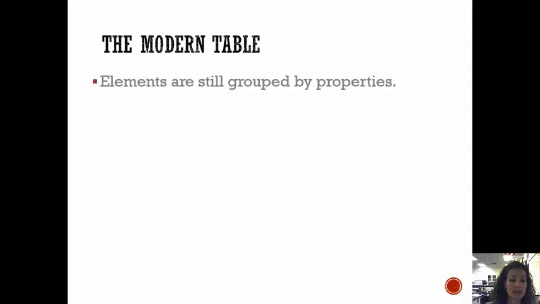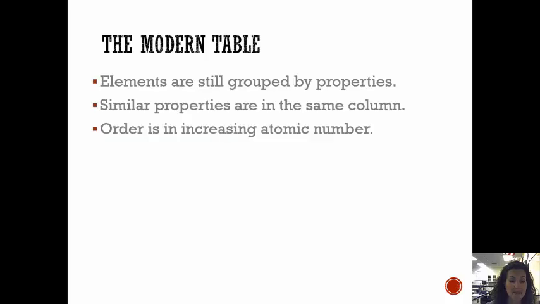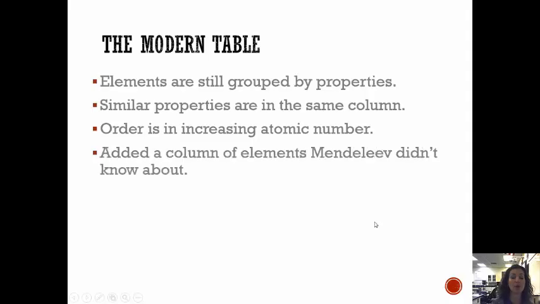In the modern periodic table, elements are still grouped so that similar properties are in the same column, and they are in order of increasing atomic number. Increasing atomic number and mass tend to agree high up on the periodic table, but as you go lower, you'll notice it goes by atomic number, the number of protons, and not always by mass. You'll see a couple are flip-flopped further down. A column was added that Mendeleev never even knew about, the noble gases. You can't see them, they don't react, so how would a guy in the mid-1800s know they existed? He didn't, so we added that column.